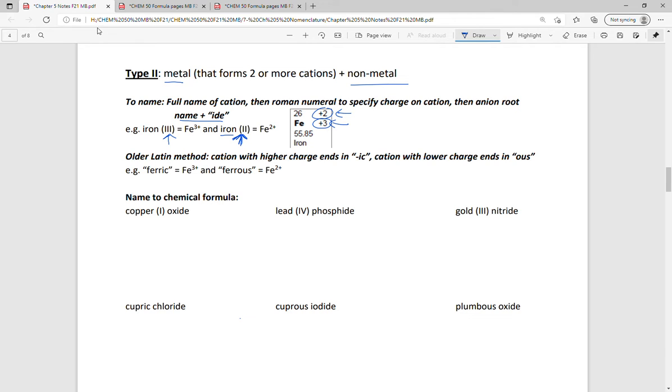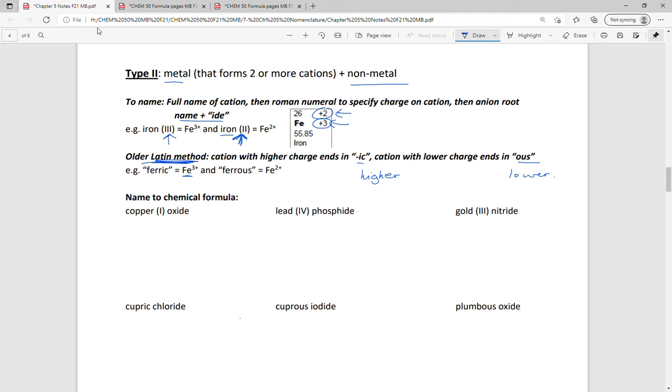There is an older system where it basically takes that root name in Latin. So we talked about this when we talked about the different weird symbols for the different elements. And it ends in an ic for the higher combining capacity and an us for the lower combining capacity. So it might be ferric oxide or ferrous oxide.